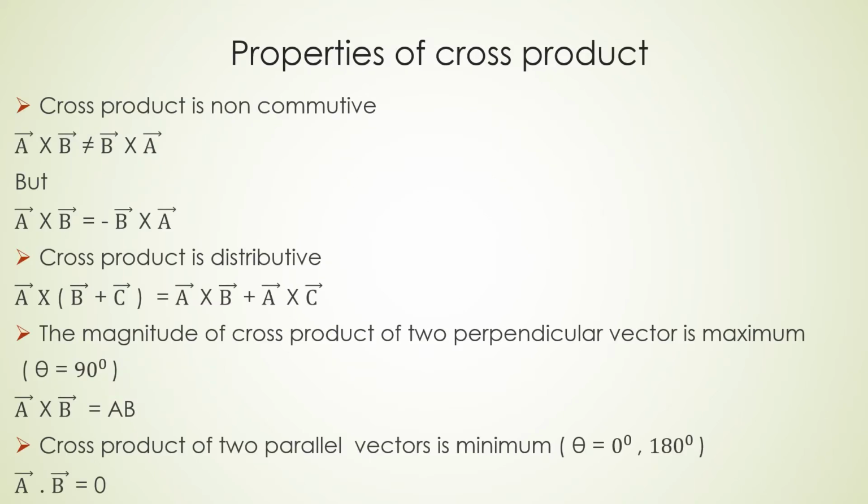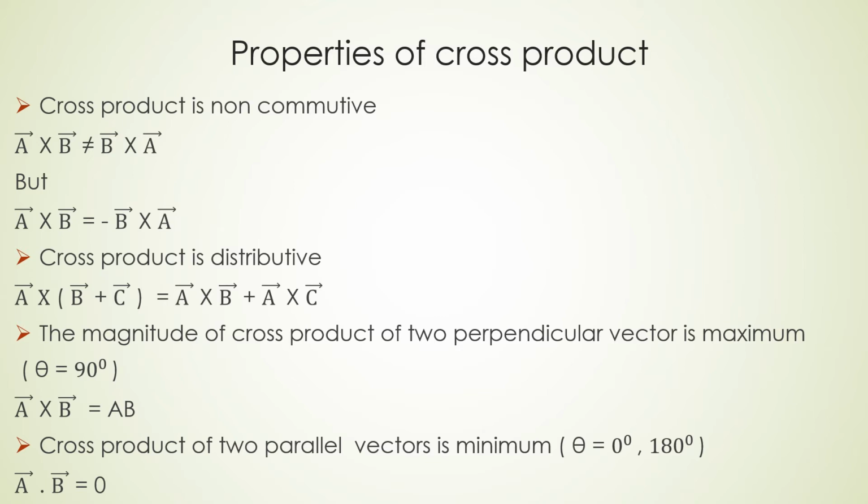So let's study the properties of cross product. The cross product is non-commutative, that is A cross B is not equal to B cross A, but A cross B is equal to minus B cross A. Next, cross product is distributive. A cross (B plus C) is equal to A cross B plus A cross C.